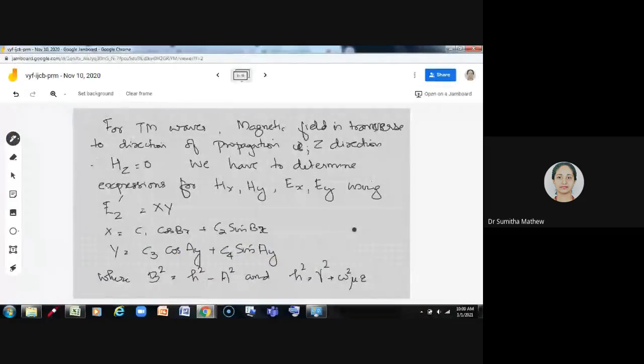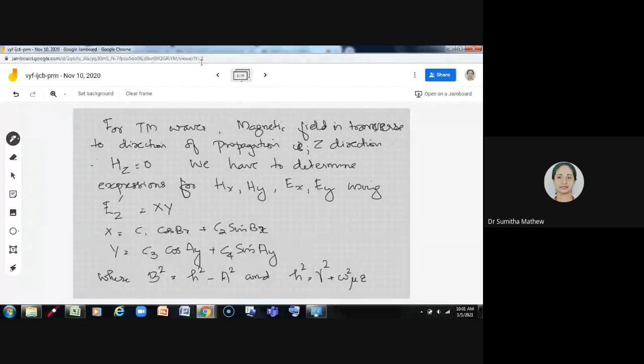Okay, so for TM waves, the magnetic field is entirely transverse to the direction of propagation, that is the Z direction. No magnetic field in the Z direction, that is Hz is equal to 0. So by substituting Hz equal to 0, we can determine the expressions for Hx, Hy, Ex, Ey, and using Ez dash is equal to this format, capital X, capital Y, where capital X is equal to C1 cos Bx plus C2 sin Bx, capital Y is equal to C3 cos Ay plus C4 sin Ay. This we have obtained.